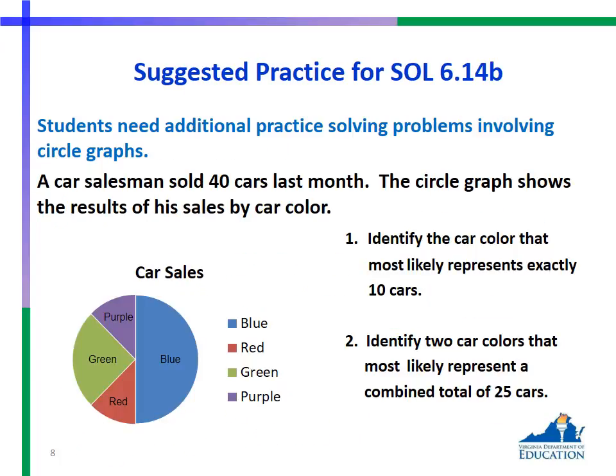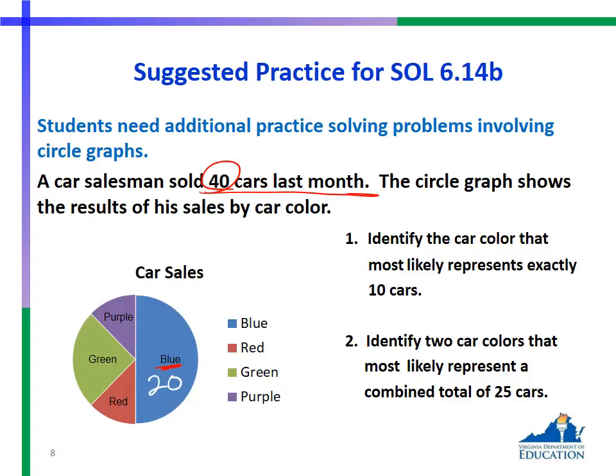So a car salesman sold 40 cars last month. The circle graph shows the results of the car by color. So we need to identify the car color that most likely represents exactly 10 cars. And so the way we can do this is, we know that this blue right here is half of 40. So what's half of 40 is going to give us, so blue is going to give you 20 cars.